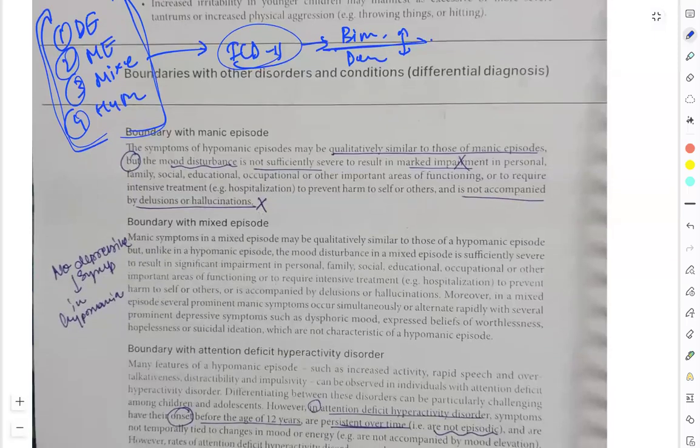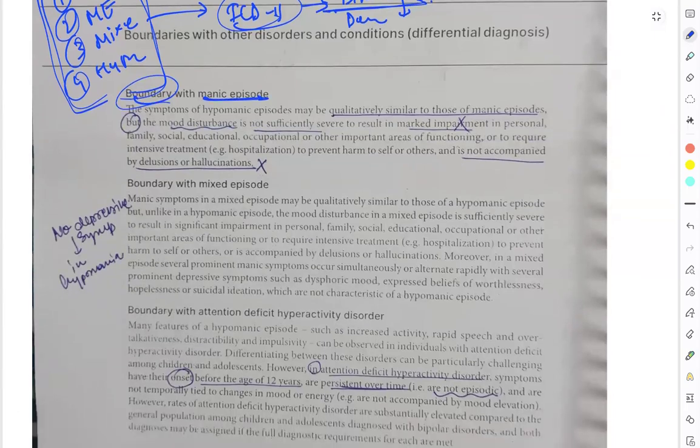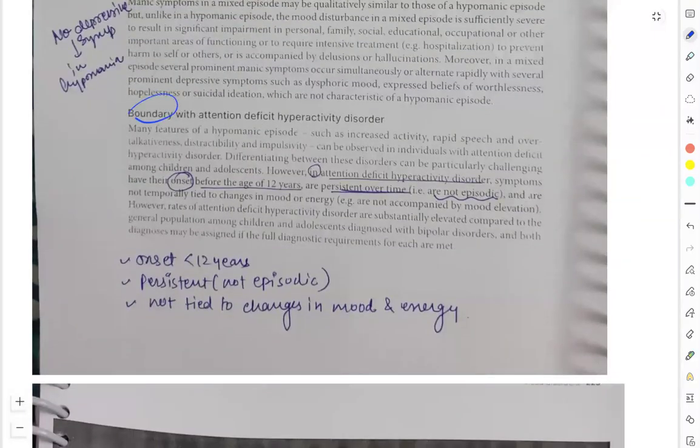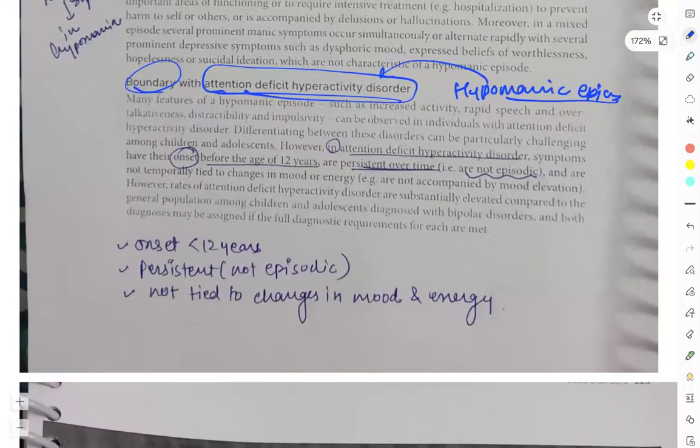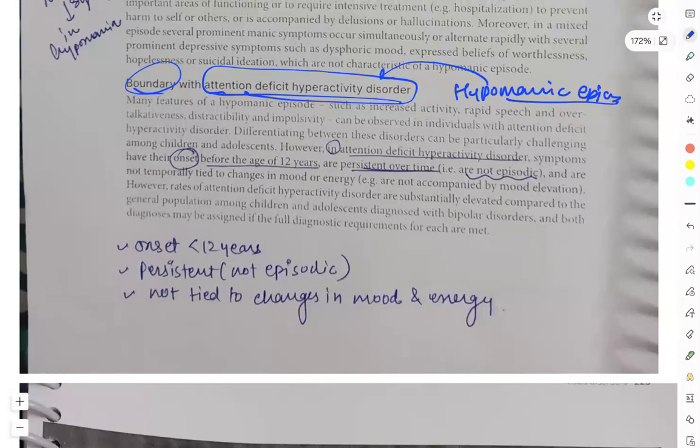I've written something here for boundary with manic episode. I think we have already discussed it, so I'm not going to. Boundary with ADHD. So we are actually talking about hypomanic episode. How are you going to differentiate hypomanic episode from attention deficit hyperactivity disorder, especially if hypomanic episode occurs in a young child? Yes.